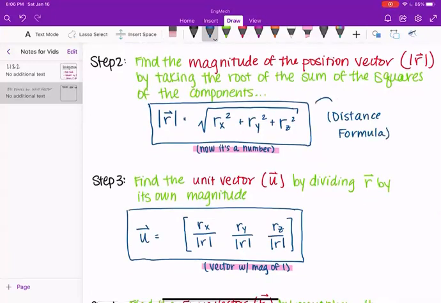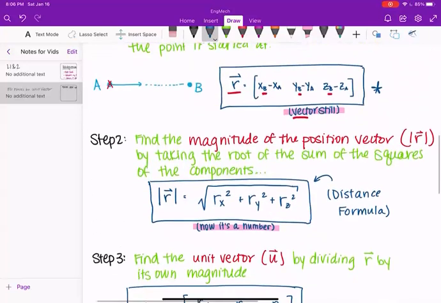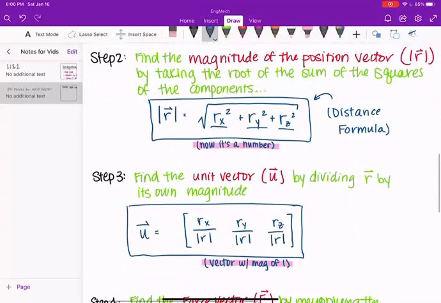So this here is the distance formula, but essentially it's just the square root of the sum of the squares of the components that you just found up here, right? By doing that, you're going to get a number, because these are all independent numbers, and you're just squaring them, adding them, and square rooting them. So your final answer for the magnitude of R is going to be a number. That's that 3 miles I was talking about.